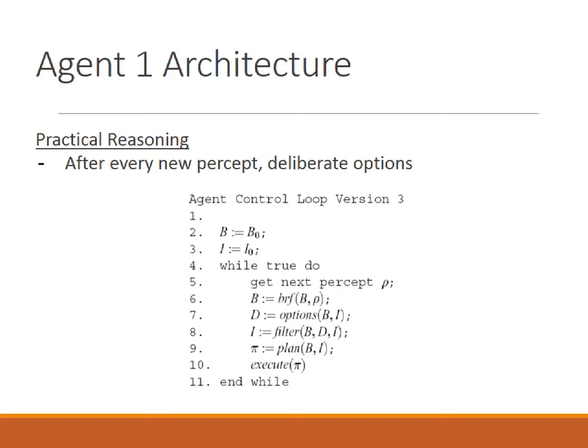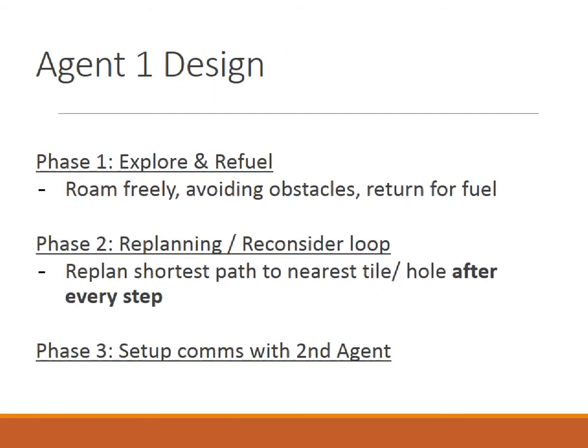So let's start with the Agent 1 architecture. Agent 1 follows a very simple architecture of practical reasoning. It begins by collecting new percepts in every move and deliberates its options. From here you can see Agent 1 actually has three phases of design.